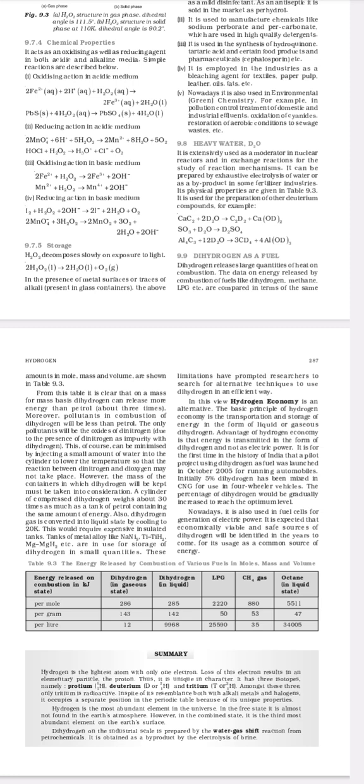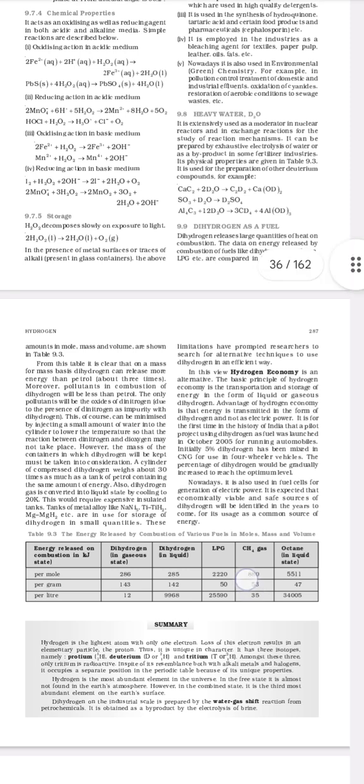It is for the first time in the history of India that a pilot project using dihydrogen as a fuel was launched in October 2005 for running automobiles. Initially, 5% dihydrogen has been mixed in CNG for use in four-wheeler vehicles. The percentage of dihydrogen would be gradually increased to reach the optimum level.